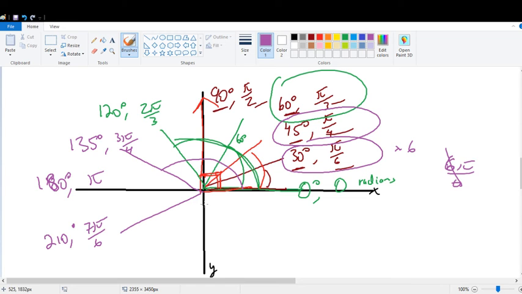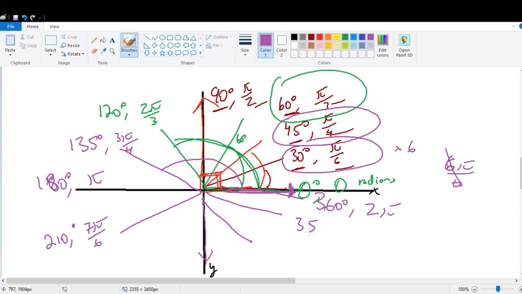I can keep doing this all the way around until I get back to 360 degrees. 360 degrees, by the way, will be coterminal. That means that it's going to be coinciding with the 0 degree line. So 360 degrees is coterminal with 0 degrees, and that's equal to 2 pi.